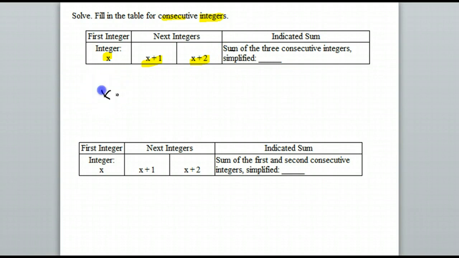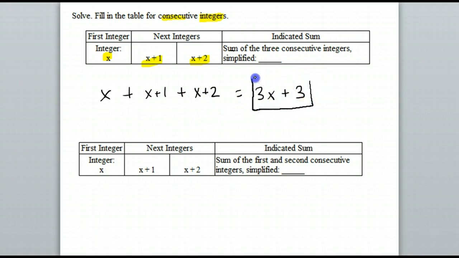So x plus x plus 1 plus x plus 2. If I add these three things together, I have 1, 2, 3 x's, and then I have a 1 and a 2 that are like terms, and I'll add those and get a 3. So that's what they're wanting there. 3x plus 3. And again, pick any number, 1 plus 2 plus 3. If I add those together, I get 6.